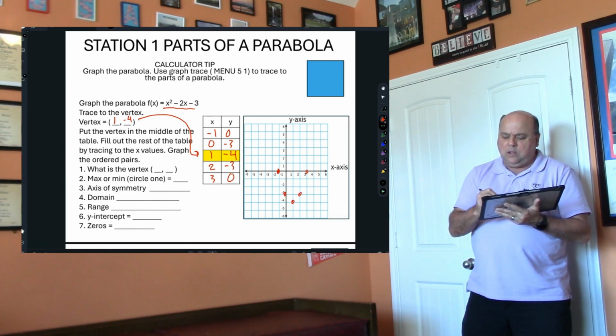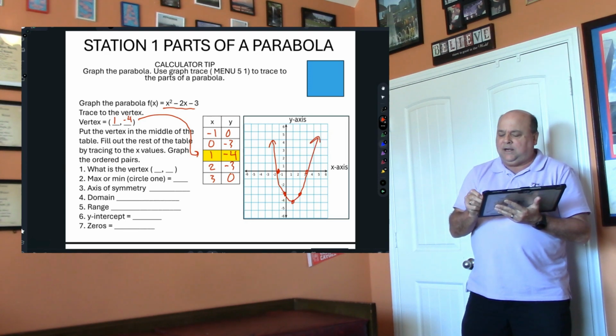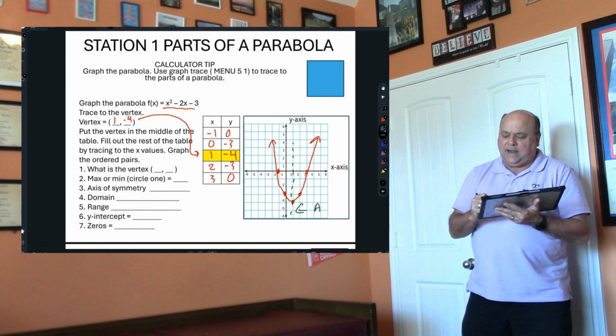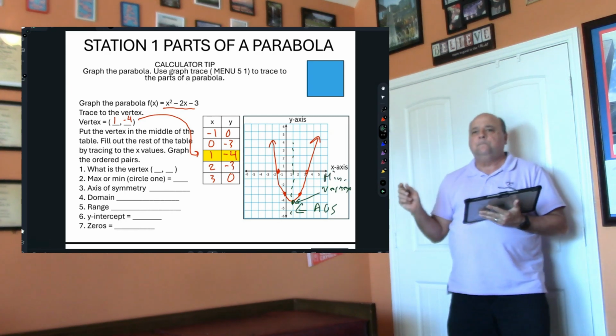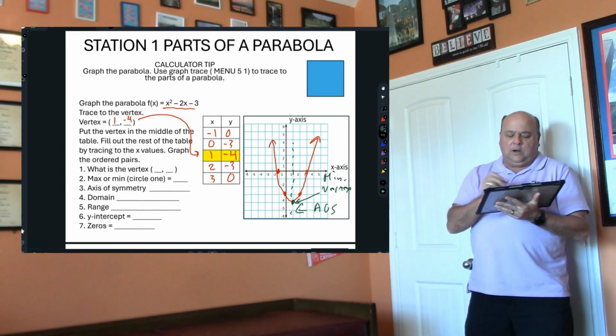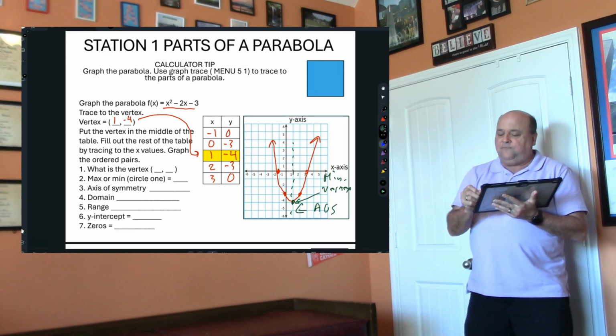Remember, your parabola will always be a symmetrical curve, and the dashed line through the middle of the parabola is called the axis of symmetry. The bottom point is your vertex, and it's either a max or a min. In this one, it's going to be a min, isn't it? Okay, now then let's go over here. The vertex was 1, negative 4.